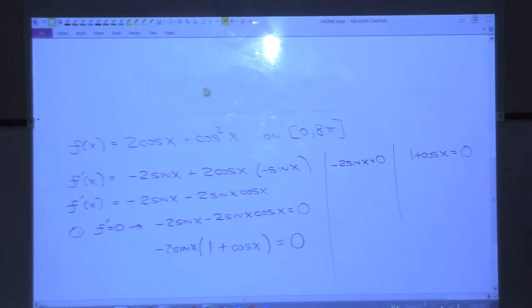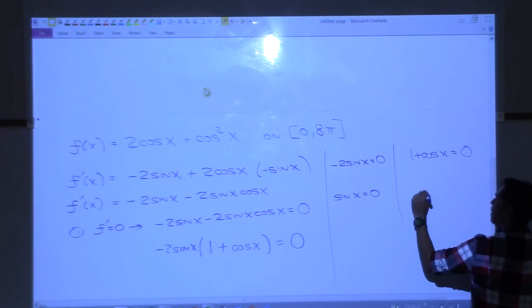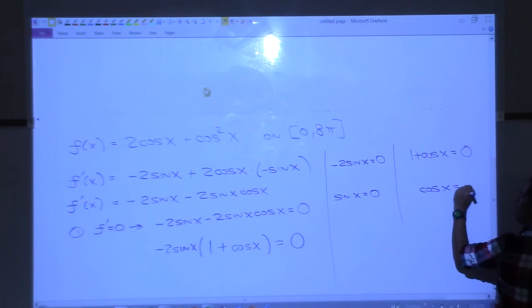Now what about that first equation? That negative 2 I can just get rid of, right? Divide both sides by negative 2. So this is really saying sine x equals 0. And then this one, if I move things around, is really saying cosine x is negative 1.